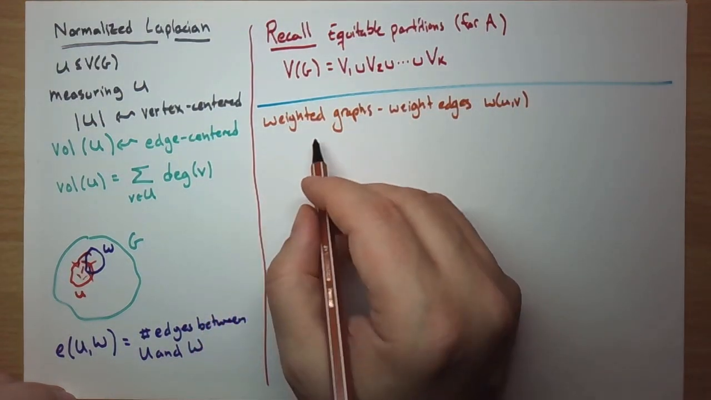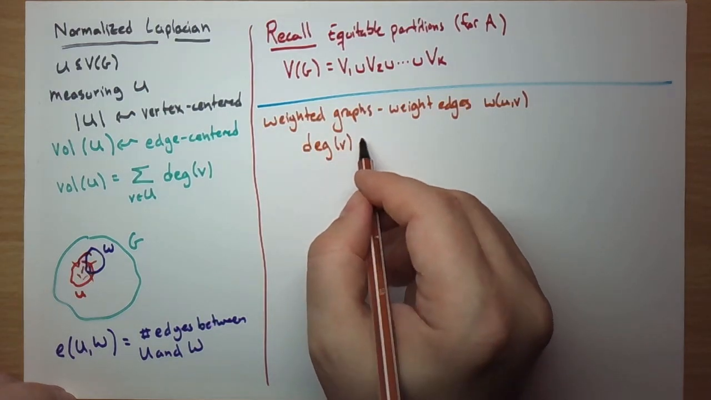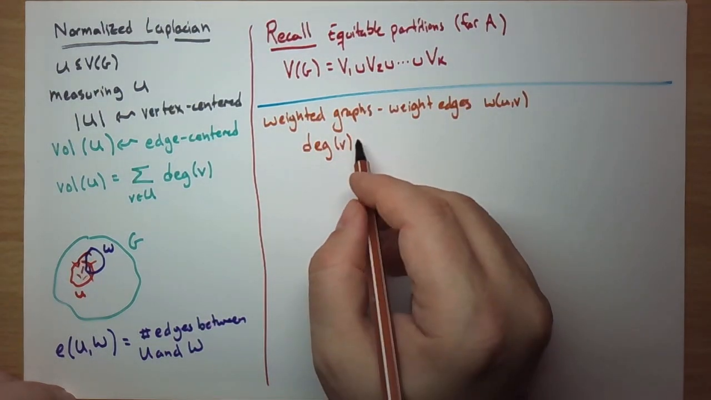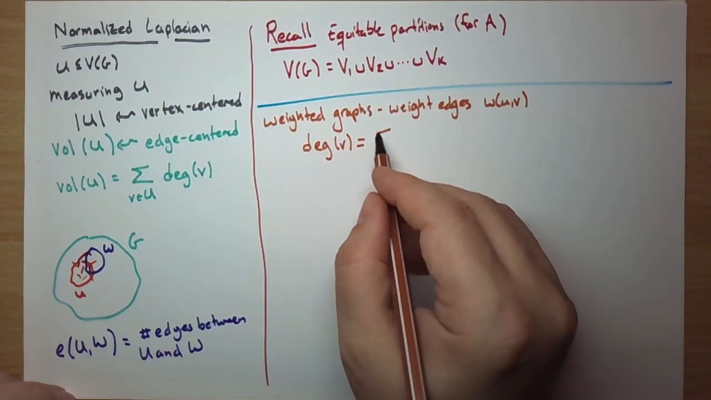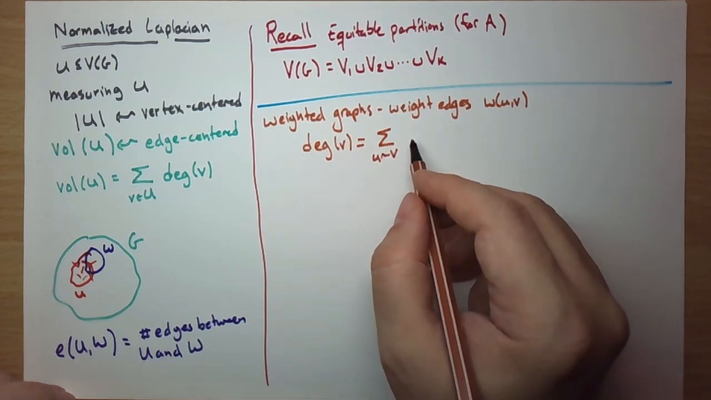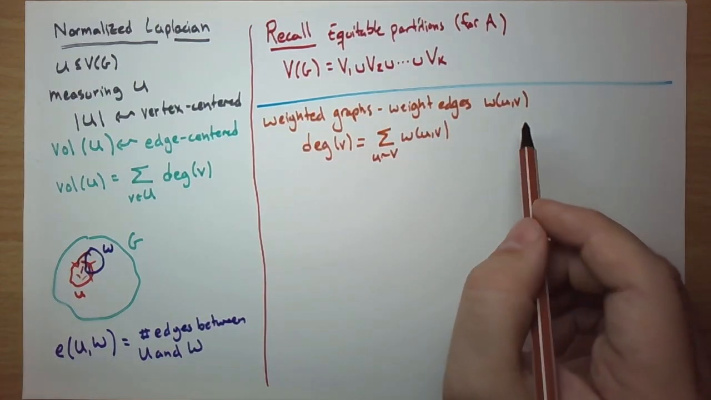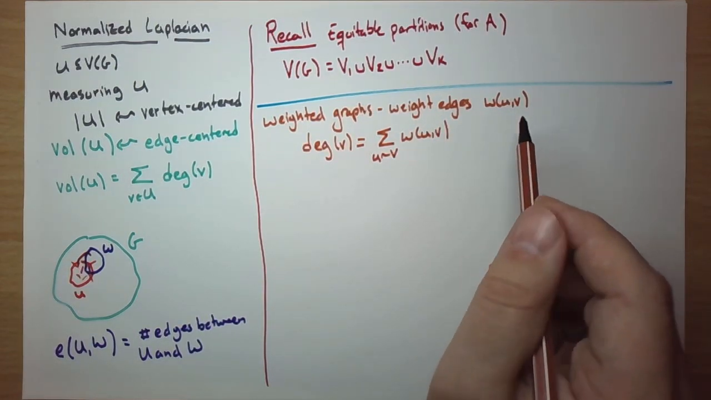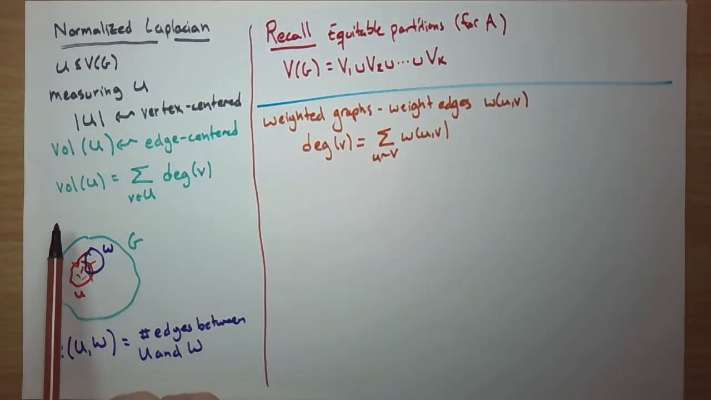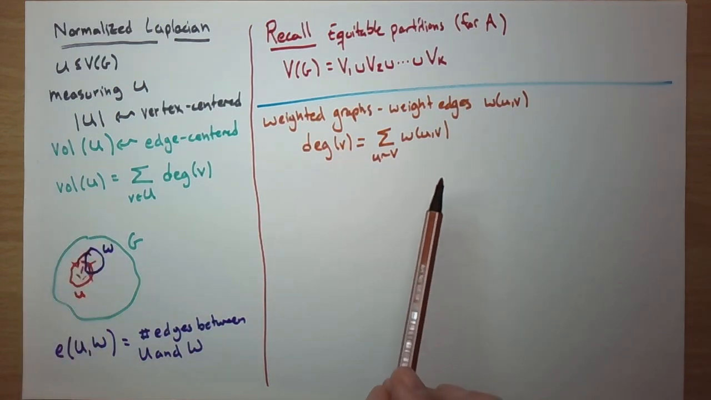Well, what's the degree of a vertex v in a weighted graph? Just the sum of the weights. Yeah. So it's the sum of the weights of everything that's a neighbor. So essentially, you can think of a simple graph as one where the weights are 0 and 1. And then in the volume, it's the sum of all the weights.